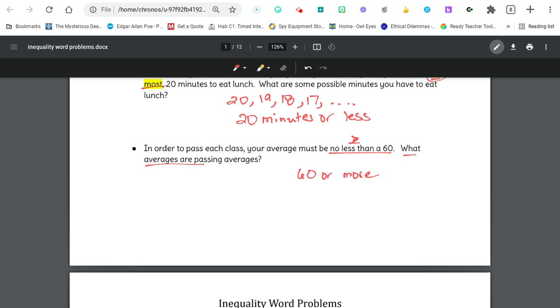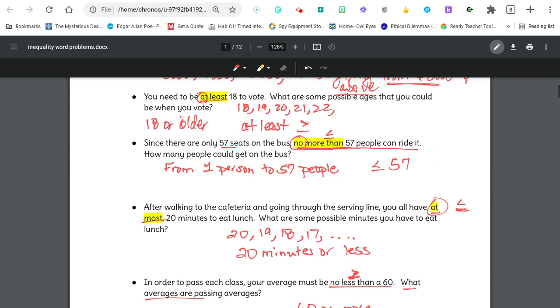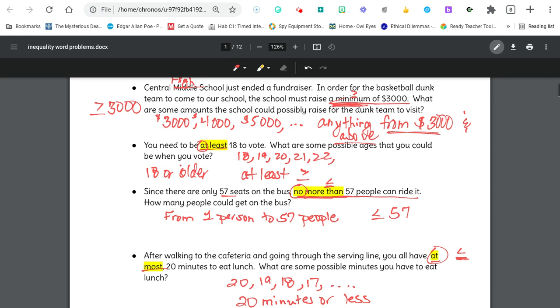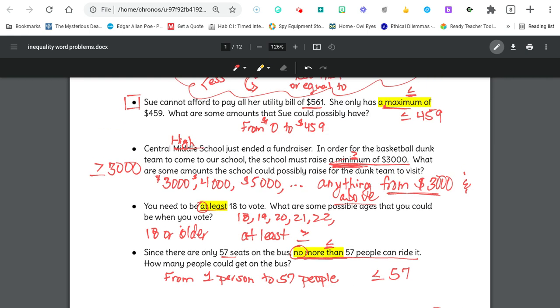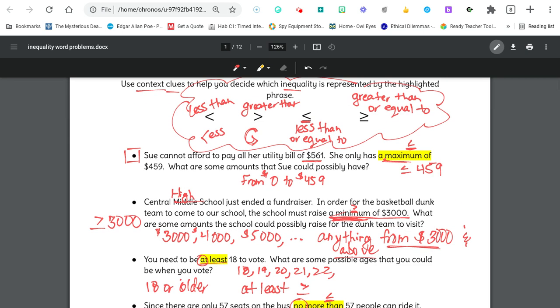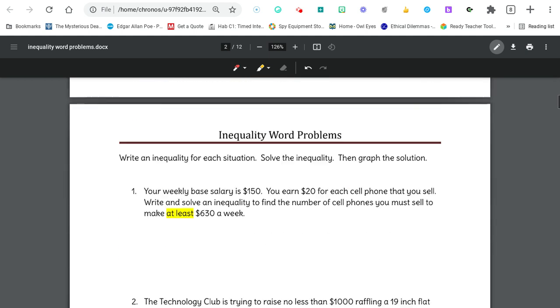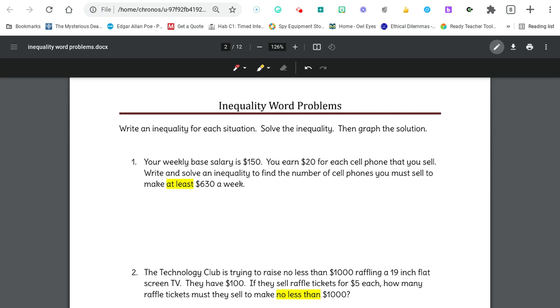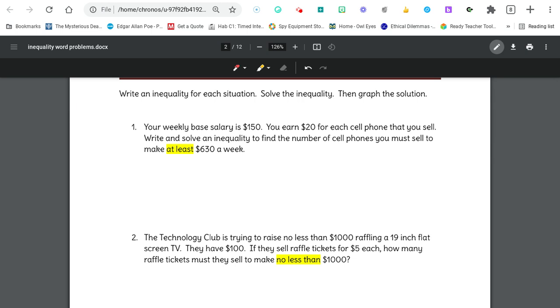Notice on all these, they have an equal to on every last one of them. But you just have to decide whether it's greater or less. But on all these words that are different from these up here, they have an equal to symbol, okay? All right, so what we're going to do is write an inequality for each situation, solve the inequality, and graph it. And I think what I may make you do is write a sentence that kind of gives your answer.